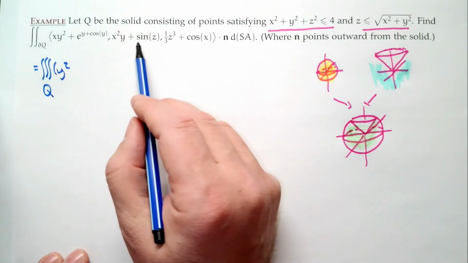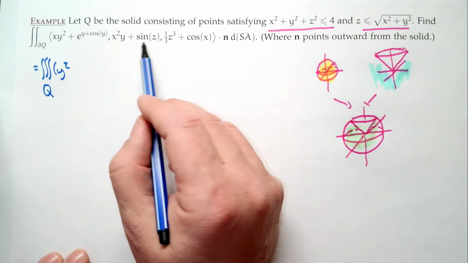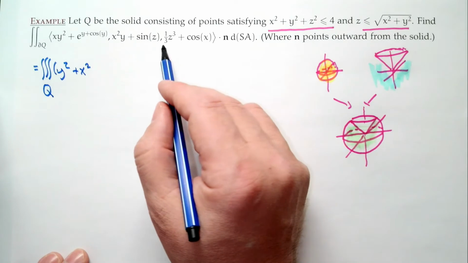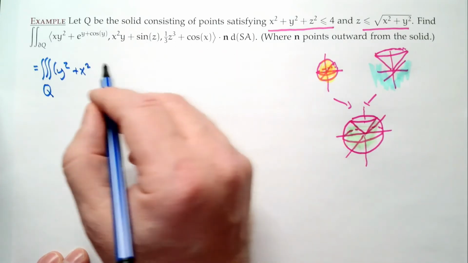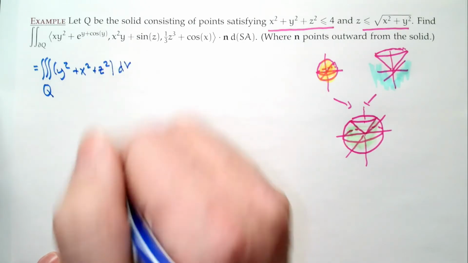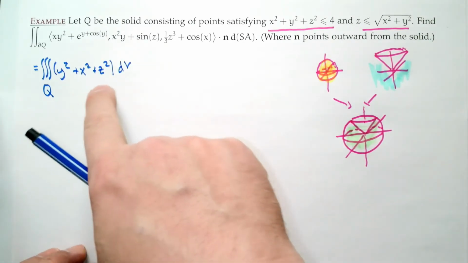Go to the next slot. What's there with respect to y? X squared. Go to our last slot. What's there with respect to z? Z squared. Now, we look at our function. We're integrating y squared plus x squared plus z squared.